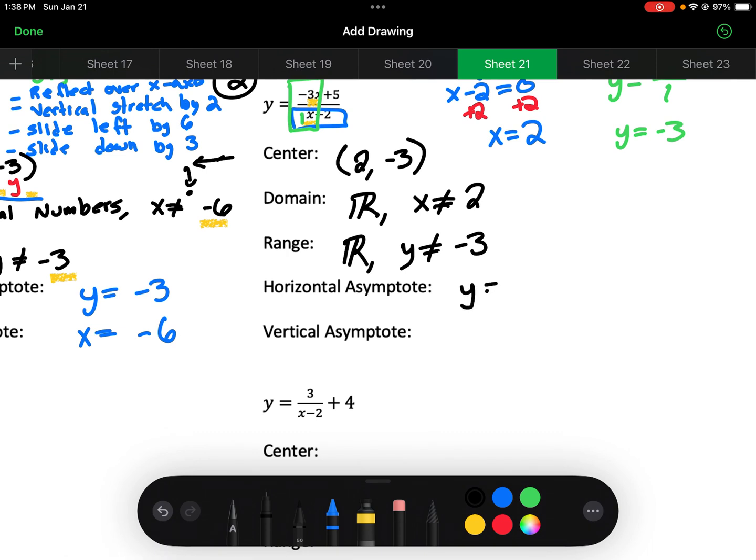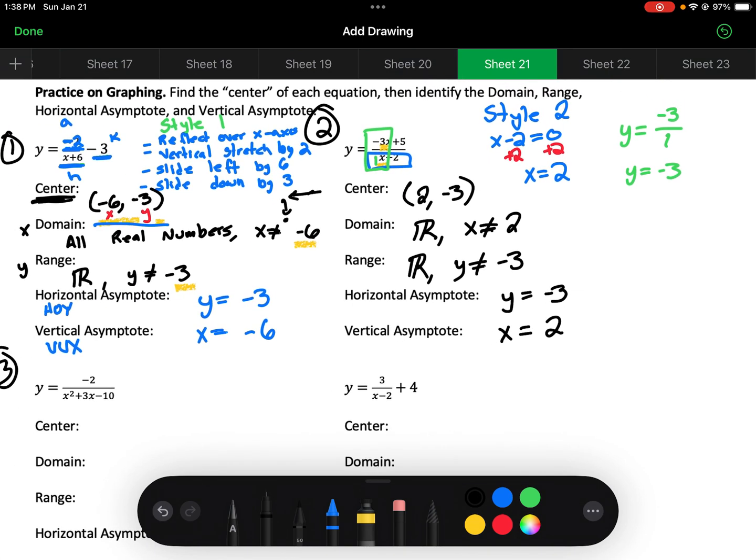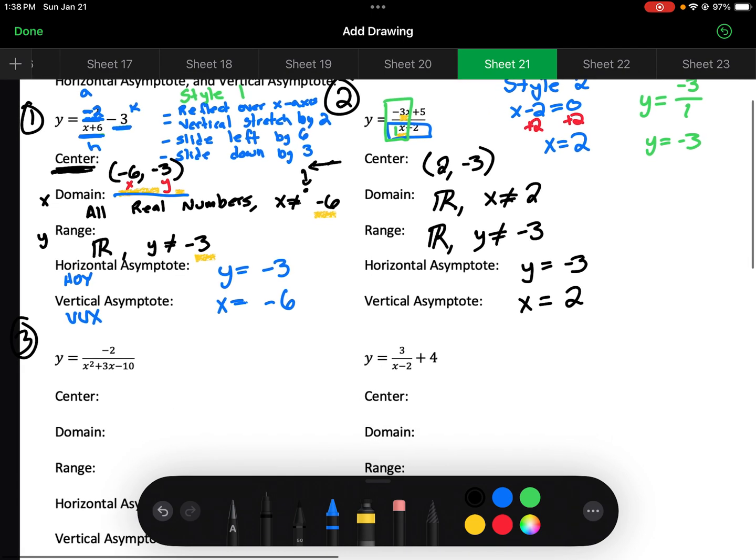Horizontal and vertical asymptotes. Horizontal, remember, deals with y, so I'm going to get y equals negative 3. Vertical asymptote, I know I'm dealing with x, so I get x equals 2. So that's how I did problem number 2.